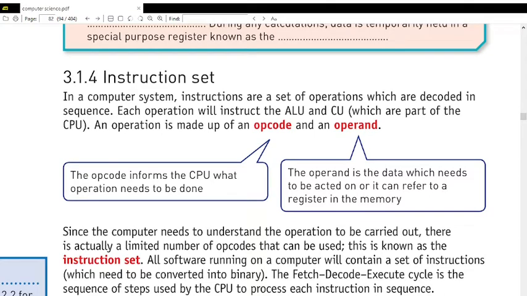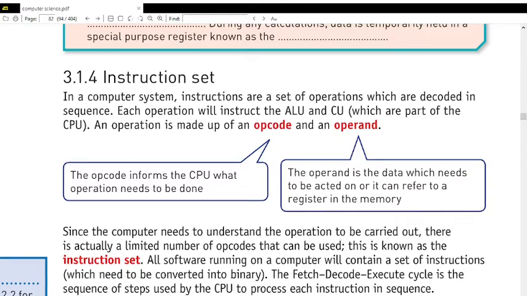Today I want us to look at the instruction set, and we want to know exactly what it is and what is the purpose of such in a computer. Now, in a computer system, instruction sets are very important because they tell the CPU the instructions which the CPU is supposed to perform. So the instruction sets are operations which are decoded in sequence and executed. Each operation will either instruct the arithmetic logic unit or the control unit.